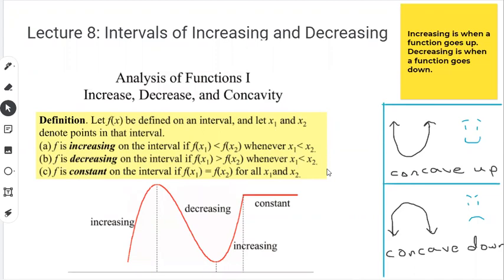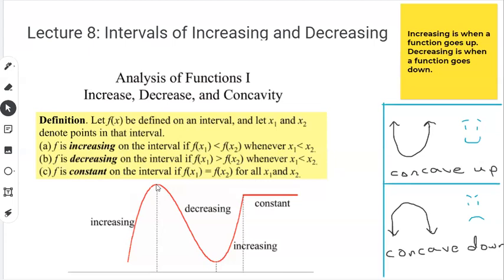So basically, when you're looking at a function, you're going from left to right, and increasing is when a function goes up, and decreasing is when a function goes down. So down here, I have a function, it's in red, and the function is going up. It's going up, up, up, up, up. Imagine you're on a roller coaster, you're going up, up, up, up, up, very slowly. You are increasing, right? You are increasing because the function is going up.